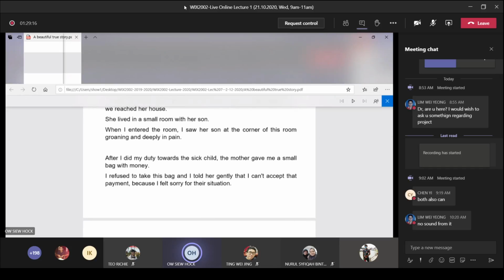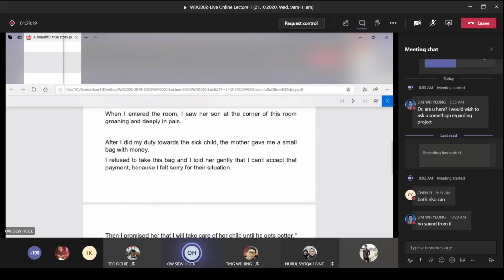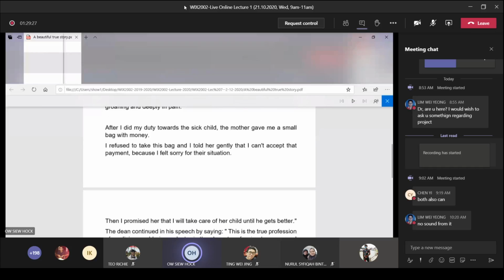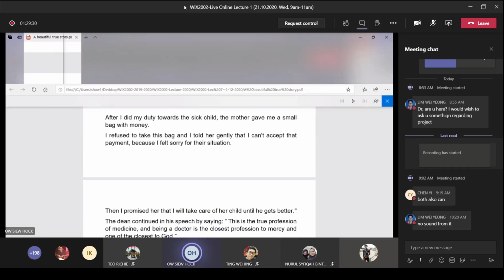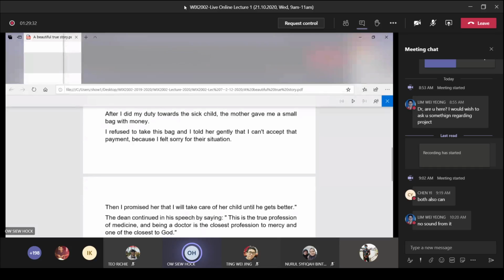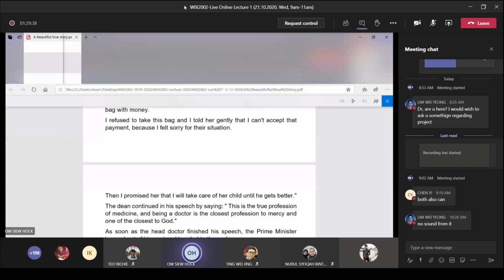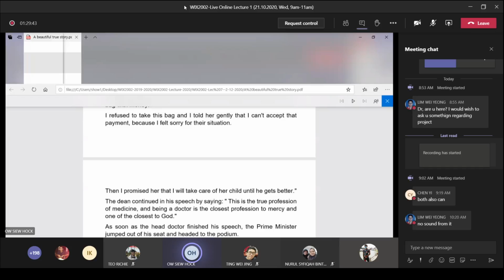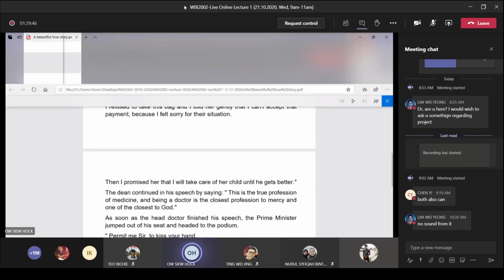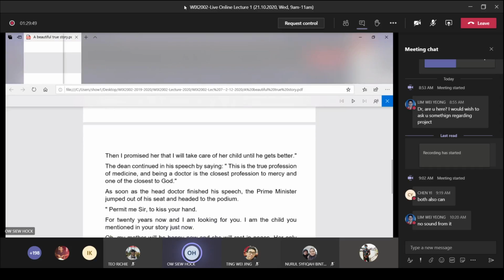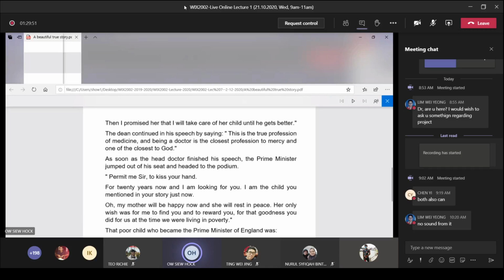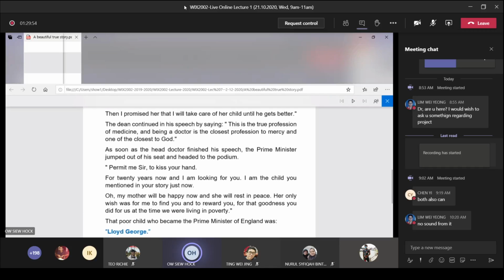She lived in a small room with her son. When I entered the room, I saw her son at the corner of the room, rolling and deeply in pain, so very sick. After I did my duty towards the sick child, the mother gave me a small bag with money. I refused to take this bag, and I told her gently that I can't accept that payment because I felt so sorry for their situation. They are very poor. So the doctor didn't want to receive the money. Then I promised her that I will take care of her child until he gets better.